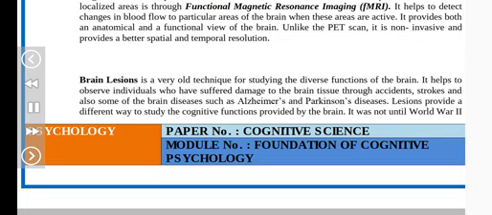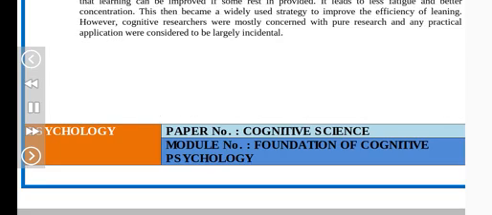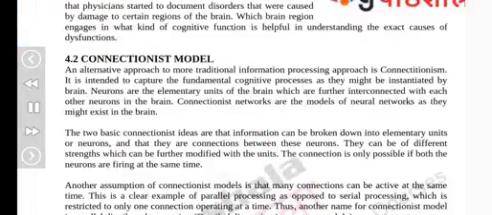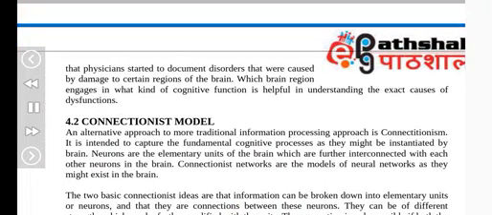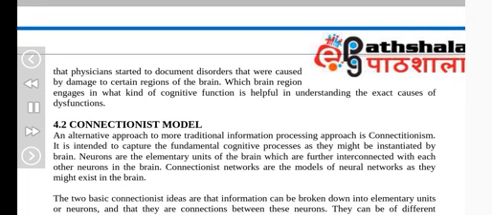Brain lesions is a very old technique for studying the diverse functions of the brain. It helps to observe individuals who have suffered damage to brain tissue through accidents, strokes, and also some brain diseases such as Alzheimer's and Parkinson's diseases. Lesions provide a different way to study the cognitive functions provided by the brain. It was not until World War II that physicians started to document disorders caused by damage to certain regions of the brain. Knowing which brain region engages in what kind of cognitive function is helpful in understanding the exact causes of dysfunctions.